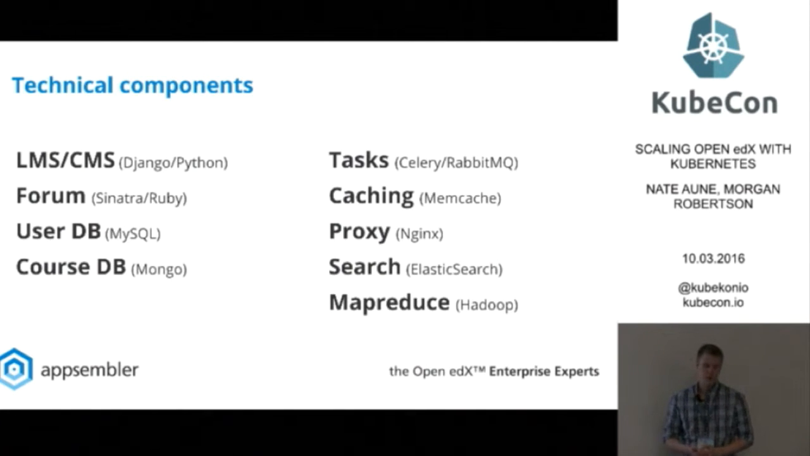So OpenEdX is a relatively complex application and consists of quite a few components. So the two core components are the learning management system and the content management system, known as the LMS and CMS, respectively. So the LMS is what students interact with, and this is where students can view course materials, watch lectures, and do homework assignments. The CMS is what instructors use to construct courses and upload course content.